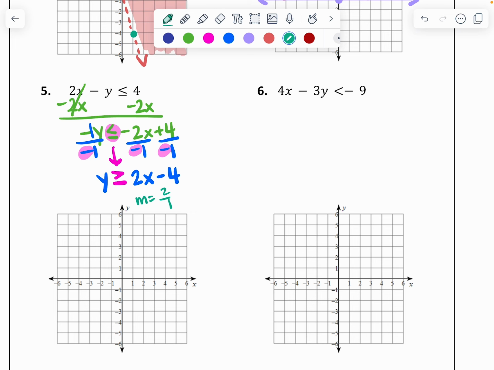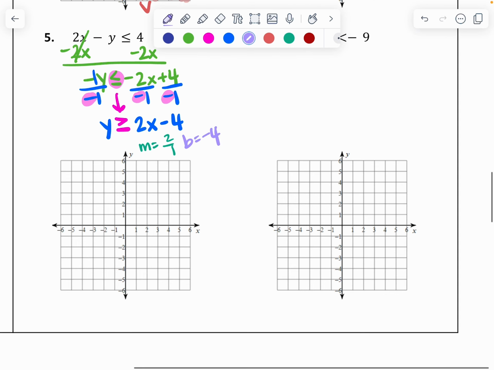M is going to be 2 over 1, and b is negative 4. So plot the y-intercept, and now I go up 2 and 1 to the right. And because this is greater than or equal to, it will be a solid line. And we will be shading above the line.